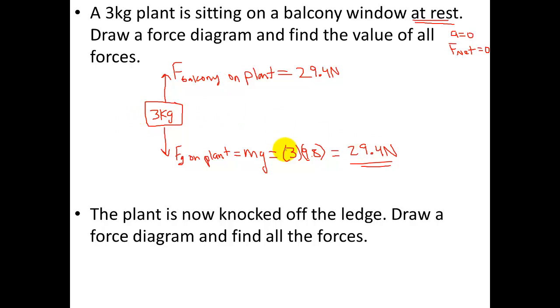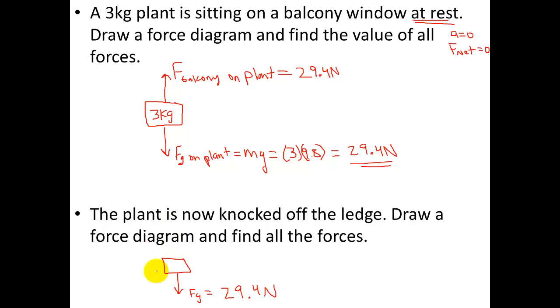Now suppose we knock this plant off the window. Draw a force diagram. So it still has gravity acting on it. I'll just use Fg as shorthand. And this is the same force of gravity because it's the same mass. So whether it's falling or whether it's at rest, the force of gravity is the same, 29.4 newtons. And now because it's no longer touching anything, it's not being supported, there is no upward force.